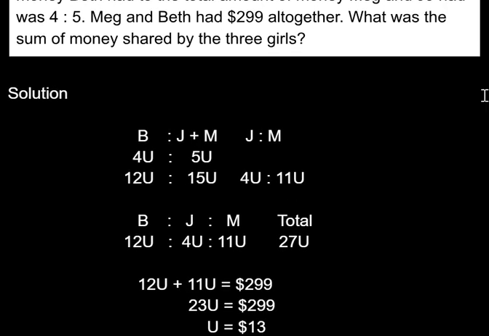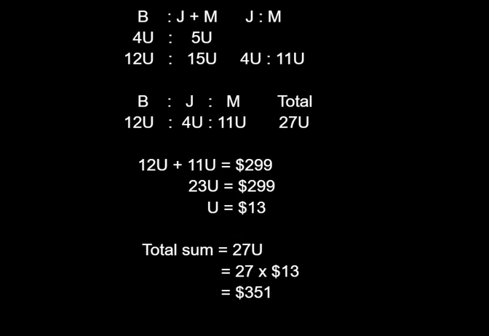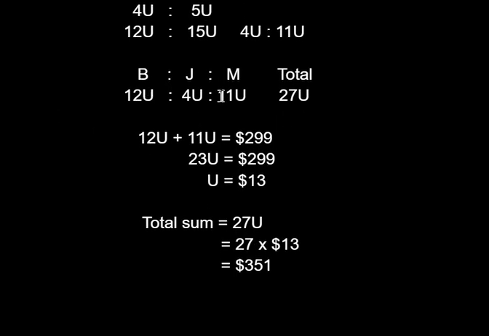Next, we know that Meg and Beth had $299 altogether. Which means B plus M is equal to 299. So 12U plus 11U gives you 23U, and U is equal to $13. The total amount of money that they have is 27U, which we calculated here. So 27 times $13 is $351. Hope that helps.